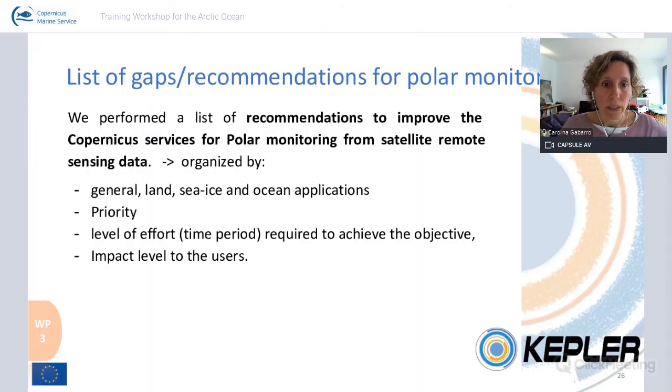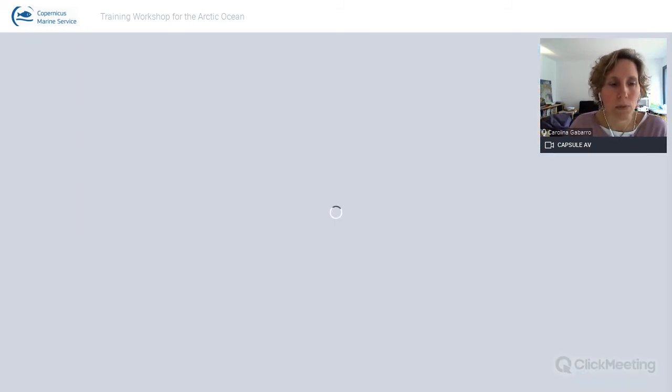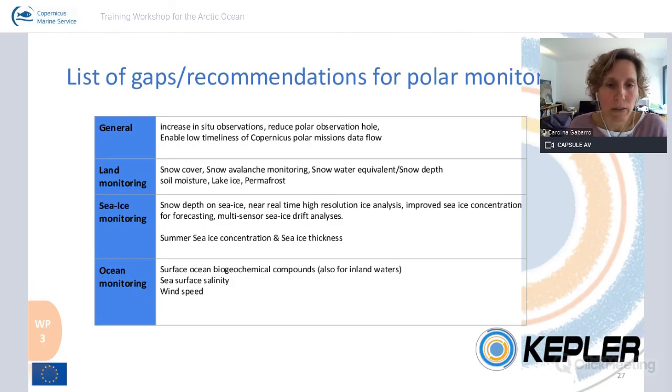Then we made a complete list of gaps and recommendations for the improvement of polar monitoring. We divided these recommendations between general, land applications, sea ice, and ocean applications. We also put a level of priority, a level of effort to achieve these improvements, and also the degree of impact on the users which these improvements would represent. And here is a very general table of what we concluded.